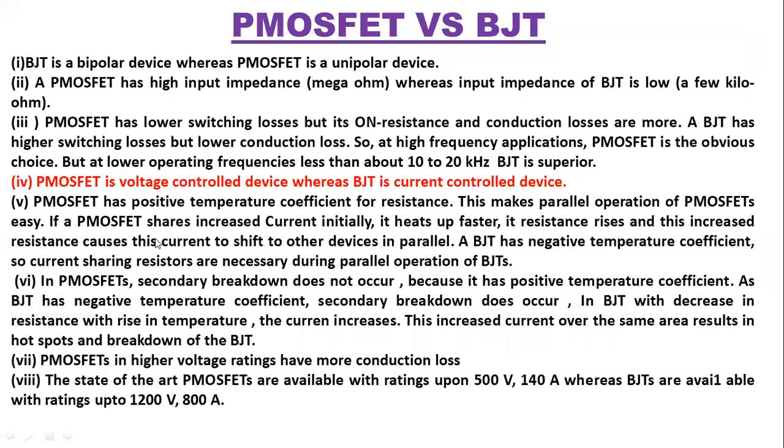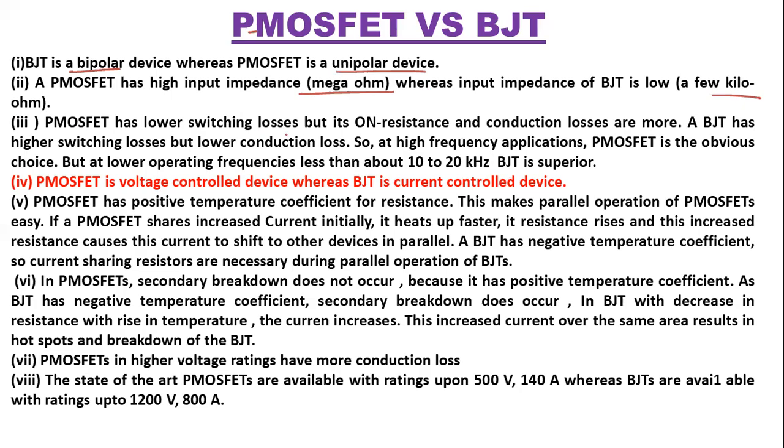Now let's compare, because I want to deliver completely what the PS Bimbhra textbook is offering to you. So let's compare the power MOSFET with a BJT. A BJT is a bipolar device, whereas the power MOSFET is a unipolar device. The power MOSFET has a high input impedance of the order of mega ohms, whereas for a BJT it is only up to kilo ohms.